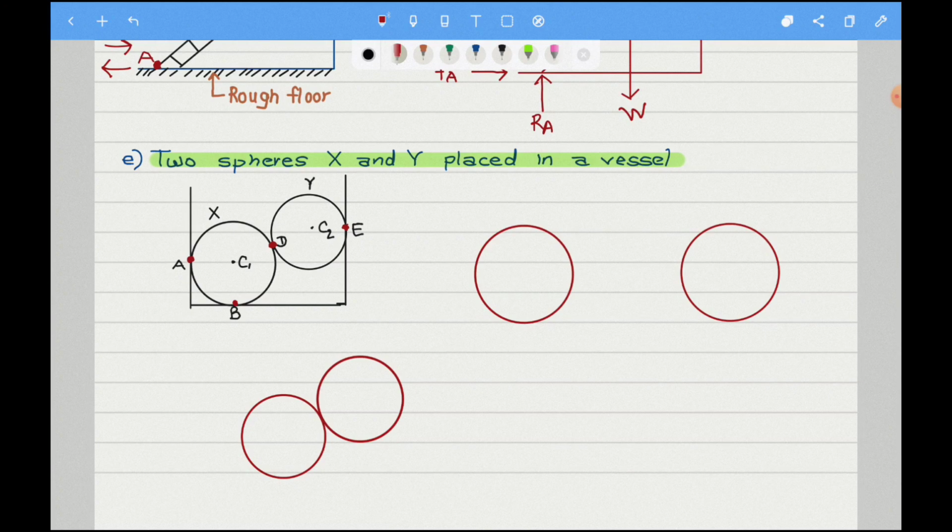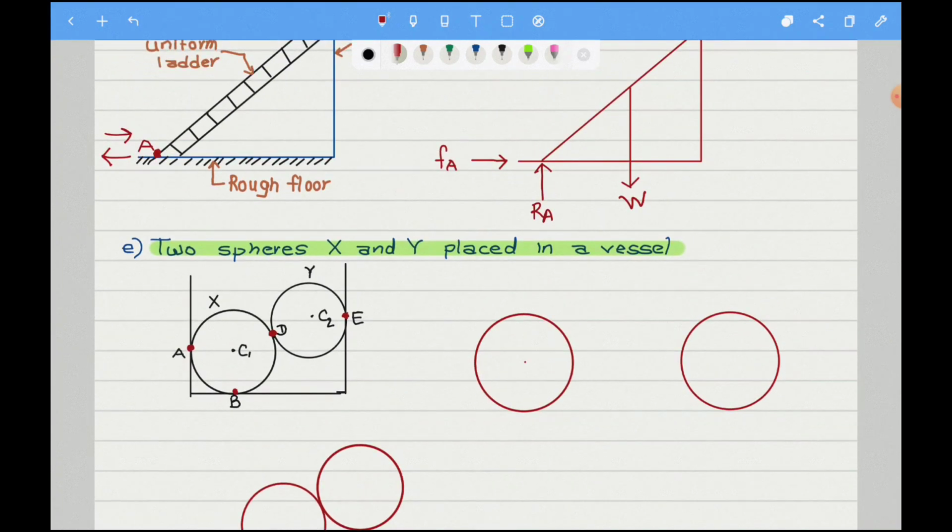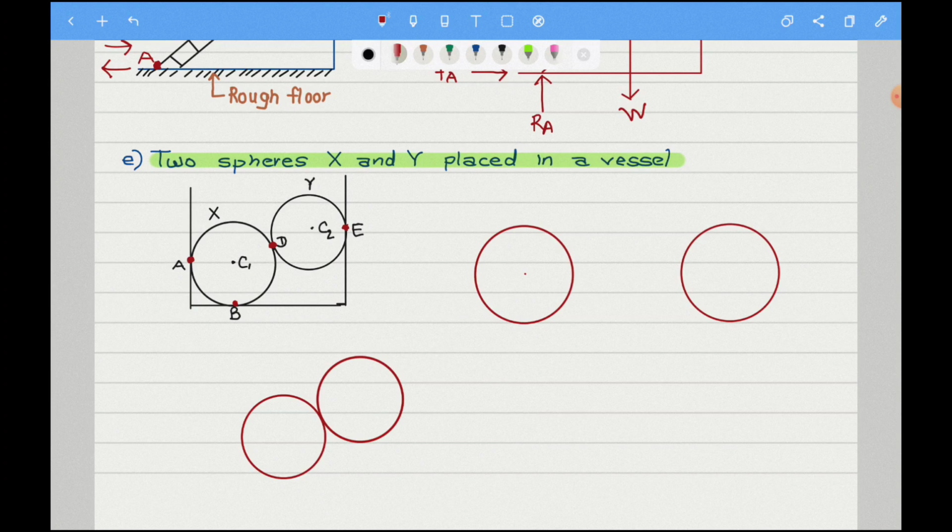So let us draw the free body diagram for sphere X. We will draw the sphere for the sphere X like I already did here. Now we'll be representing the weight component of sphere X in vertically downward direction, and that should act through the centroid C1. So this is the centroid C1, and the weight component should act in vertically downward direction, that is W1. As we have two contact points A and B, we should draw two reaction forces normal to the contact points A and B.